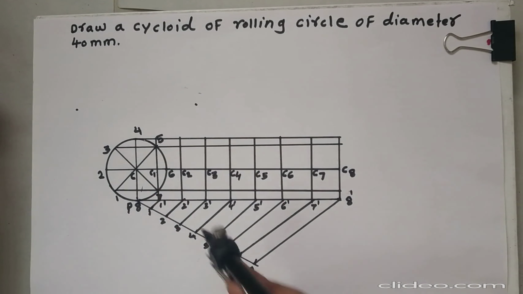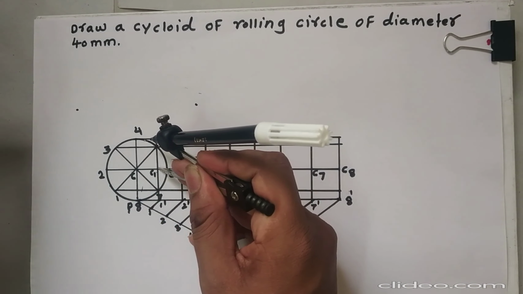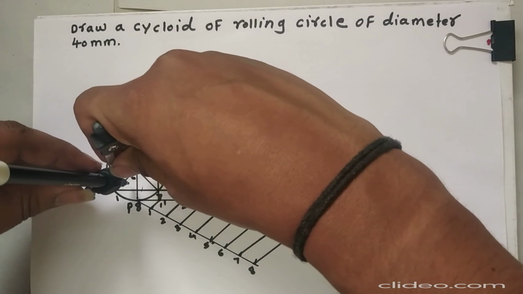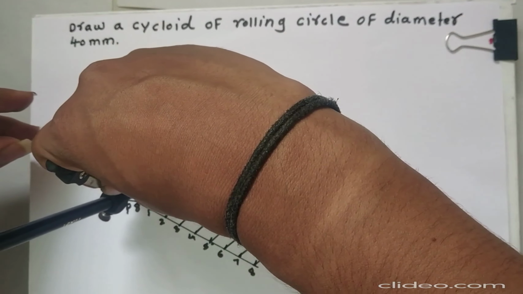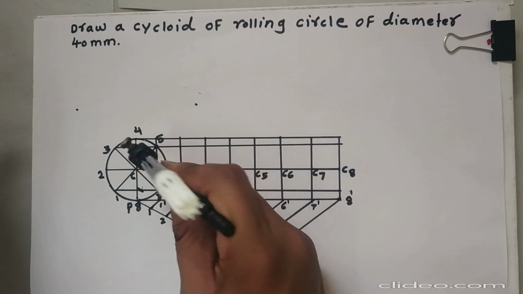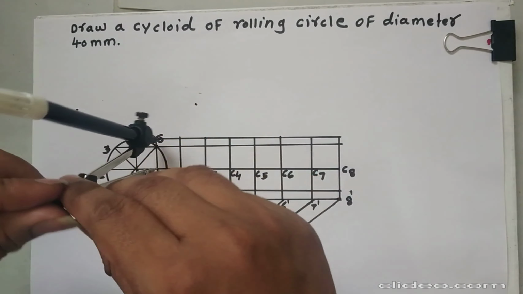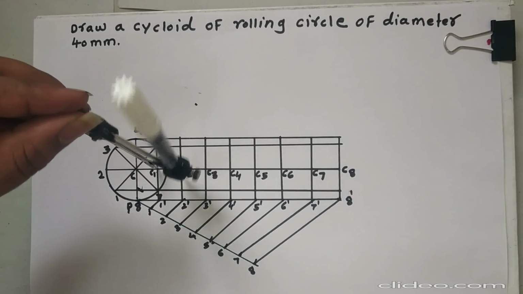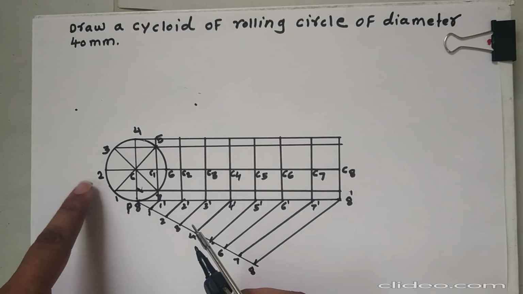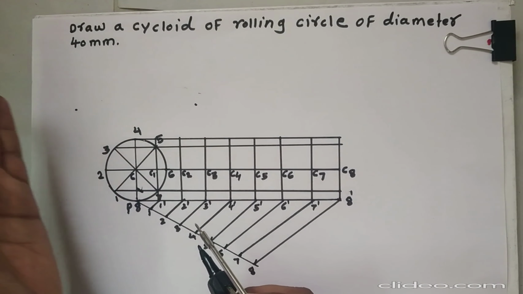Now C1 as a reference point. We need to cut the arc on this 1,7 horizontal line like this. So here a question arises: why do we cut this line on the left hand side, and why have we not cut the line on this side? We can cut the line on this side also, on this 1,7 line. But if you observe 1, 2, 3, it is on the left hand side. So that's why we cut the arc on the left hand side only.